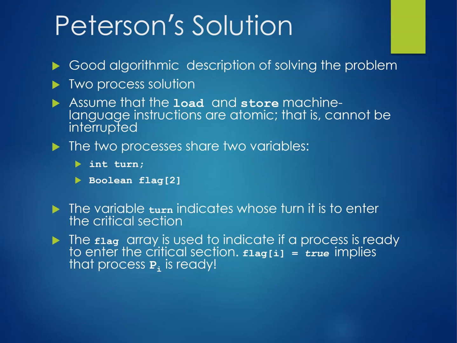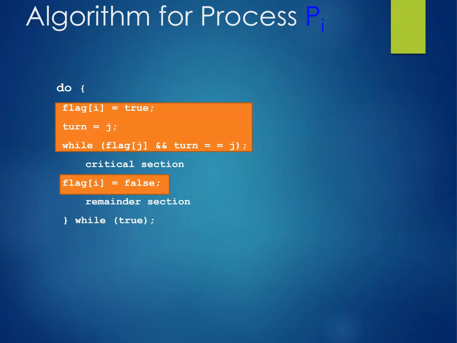Flag[i] equals true implies that process P_i is ready to enter the critical section. So here we have a loop. Flag[i] equals true, meaning we're willing to enter process i. Turn equals j. While flag[j] and turn equals j, we wait. So basically, if the turn is ready and the flag says we want to get in, we do our critical section. Then we set the flag to false and do our remainder section.